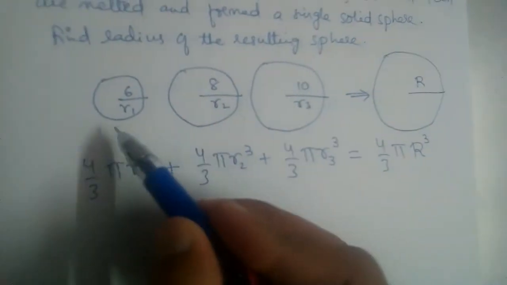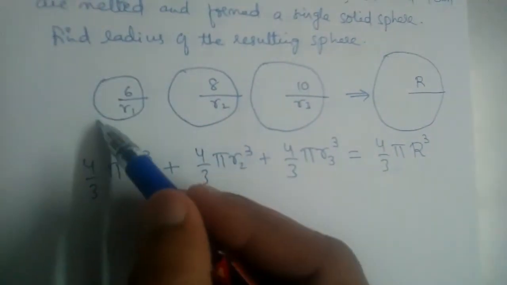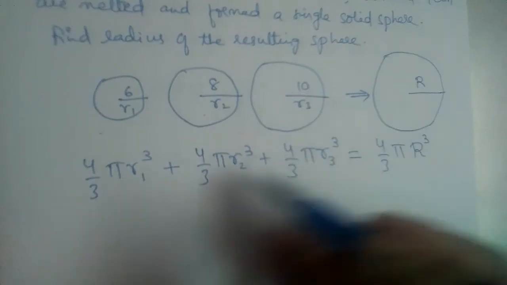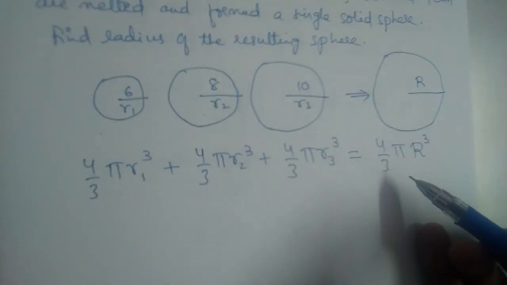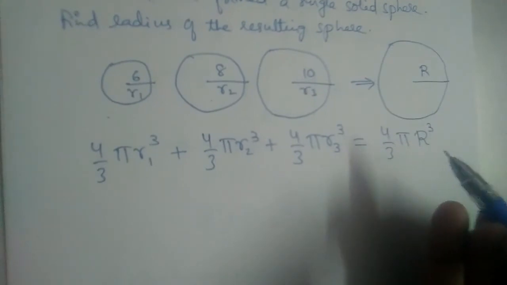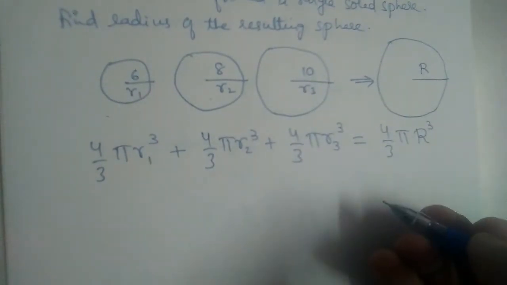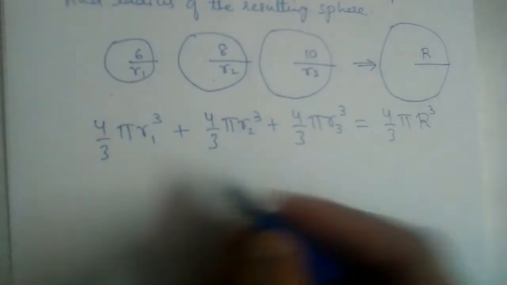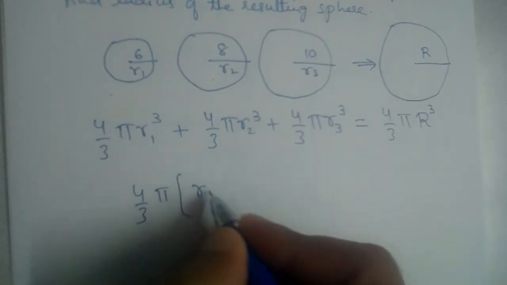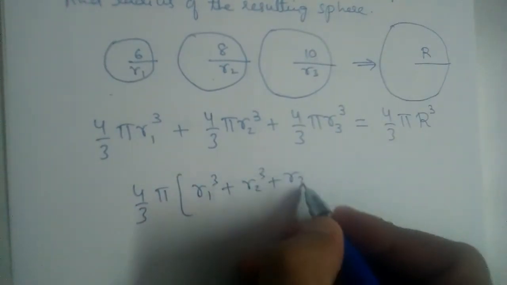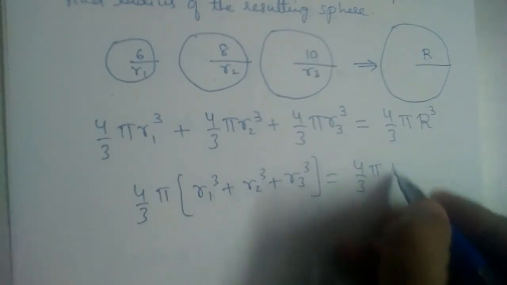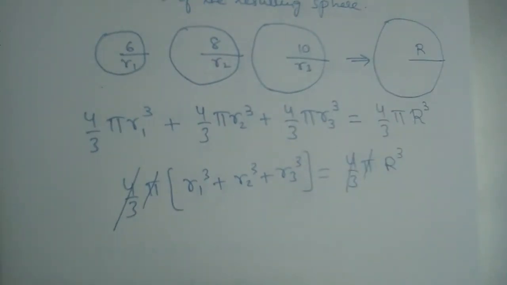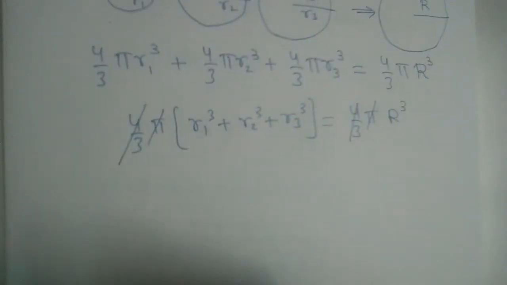Some students will find the volume of each sphere, get one number for each, add them and equate it to this. We should not do it like that. It will become very lengthy. I'm not saying it is wrong, it is also correct, but it will be time consuming. If we keep the terms like this, we can take 4 by 3 pi common. We'll have r1 cube plus r2 cube plus r3 cube is equal to 4 by 3 pi r cube. So this 4 by 3 pi will get cancelled from both sides. Now the calculation part will become easier.